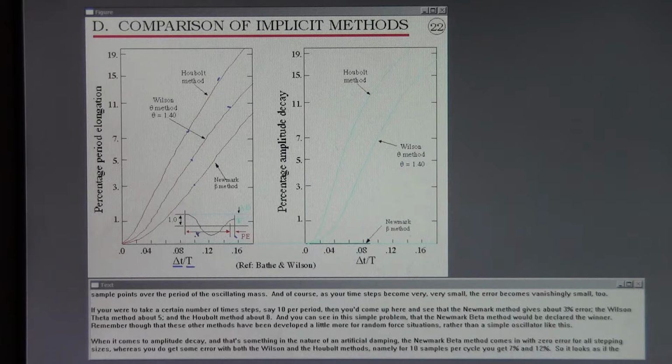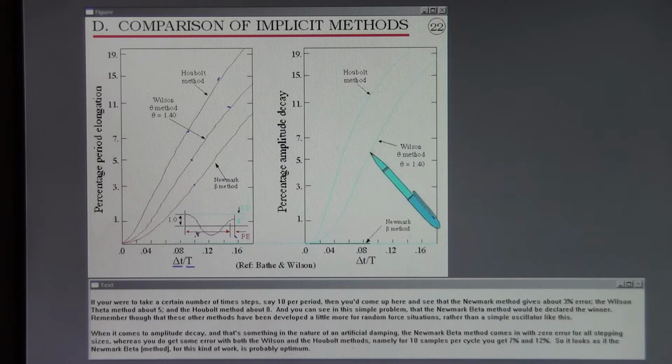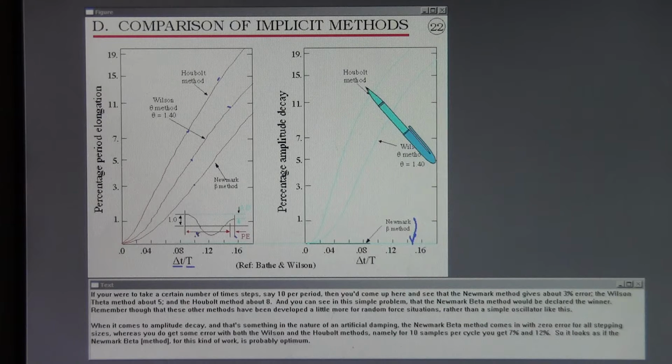When it comes to amplitude decay, and that's something in the nature of an artificial damping, the Newmark Beta method comes in with 0 error for all stepping sizes, whereas you do get some error with both the Wilson and the Houbolt methods, namely for 10 samples per cycle you get 7 and 12%. So it looks as if the Newmark Beta for this kind of work is probably optimum.